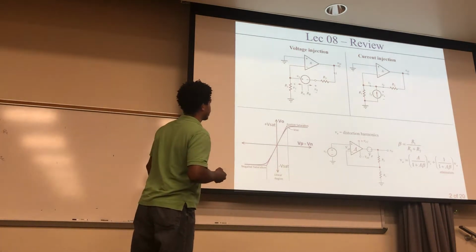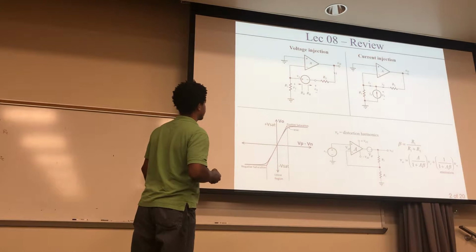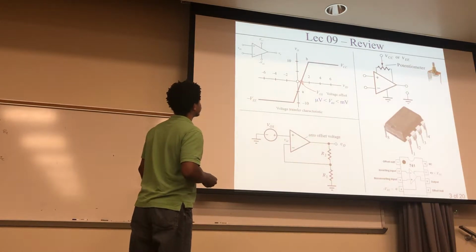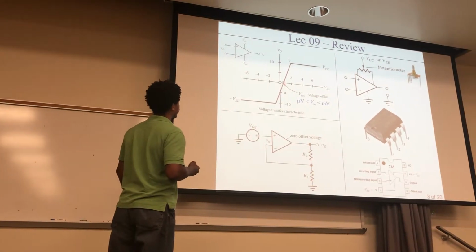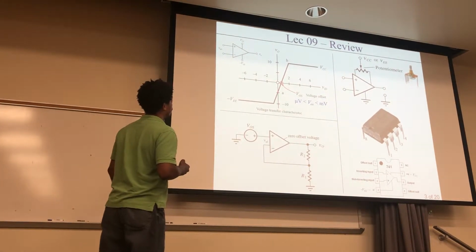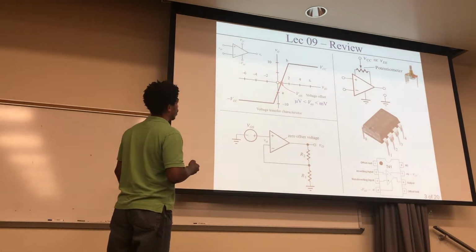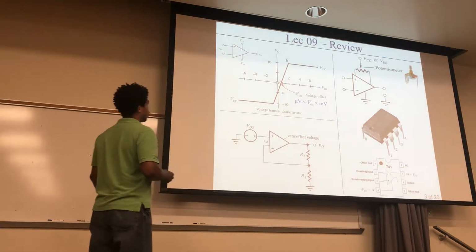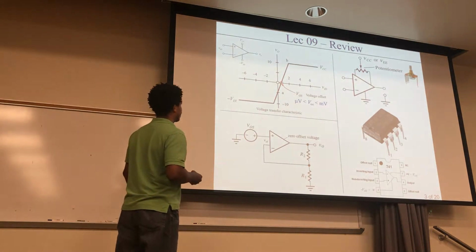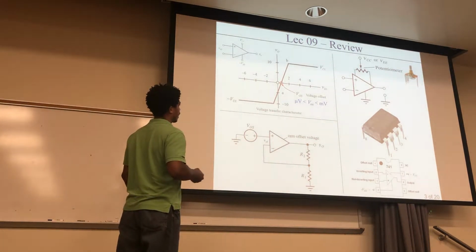We also looked at distortion harmonics last time. And for the very last lecture, we looked at this offset voltage and what that meant. Here's the range of that. It's a really small value, from microvolts to millivolts. And we talked about different ways to look at that.